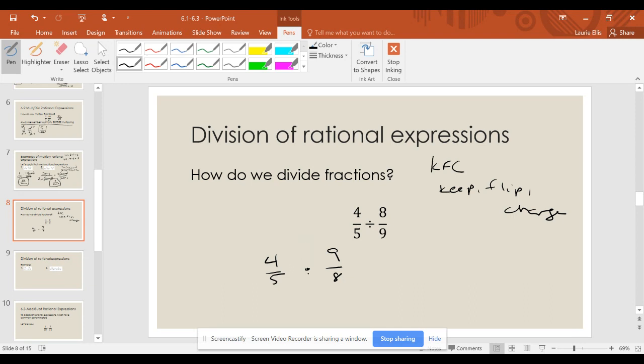Okay, so now we've set up a multiplication problem. Our process is exactly the same. So any numerator and any denominator I can cancel. So 4 is 1 times 4. The 8 is 2 times 4. I can cancel the 4 and the 4 here. So now I multiply. 1 times 9 is 9, over 5 times 2 is 10. That's my final answer. Okay.